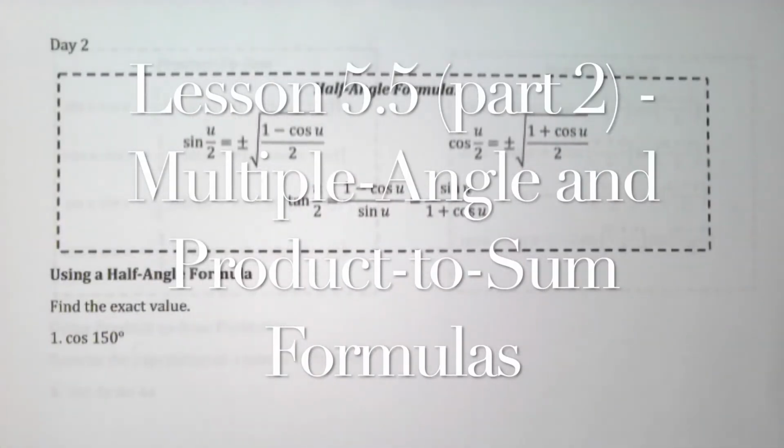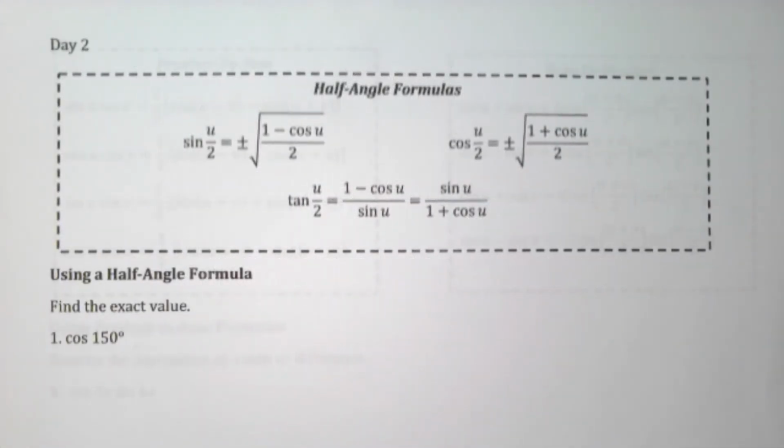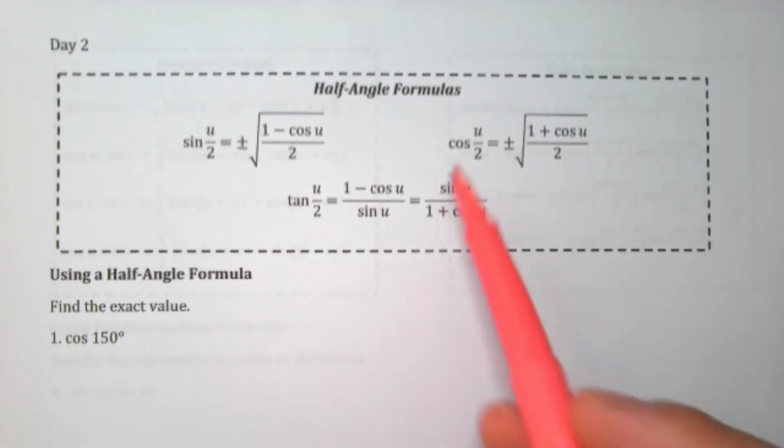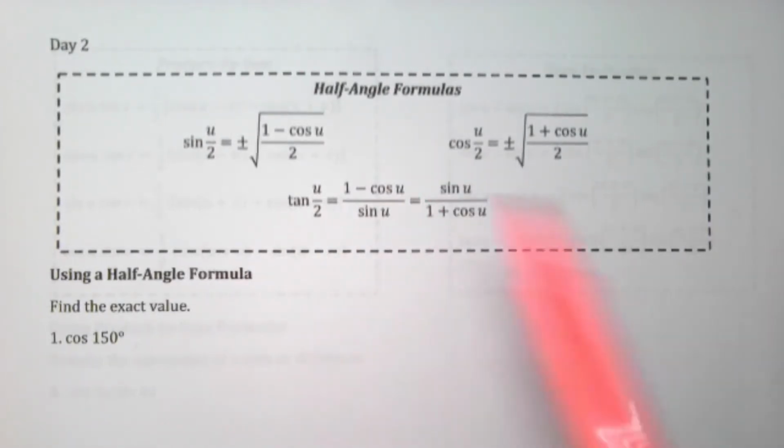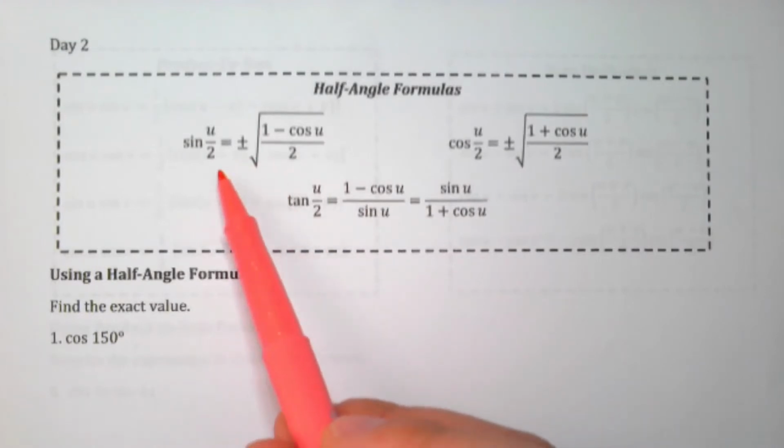Welcome to our last lecture of our 5.5 and also the last lecture of Chapter 5. We're going to complete this 5.5 as we touch on two more groups of formulas, one being our half-angle formulas, and on that next page we're going to find a way to convert from products of trig functions to sums and vice versa.